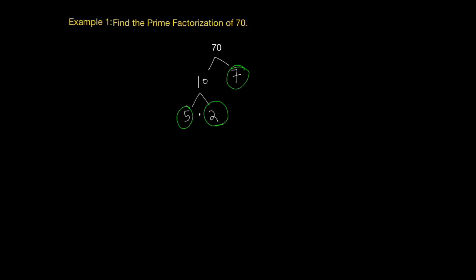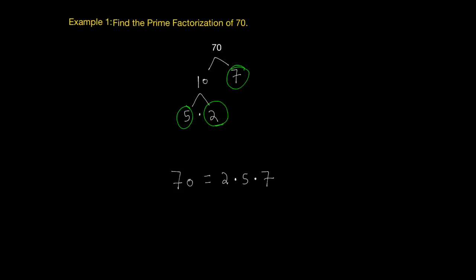Hence, the prime factorization of 70 will equal 2 times 5 times 7. And when we write the prime factorization, we always multiply the numbers from least to greatest.